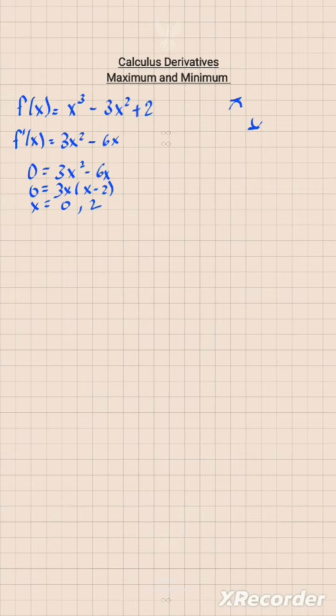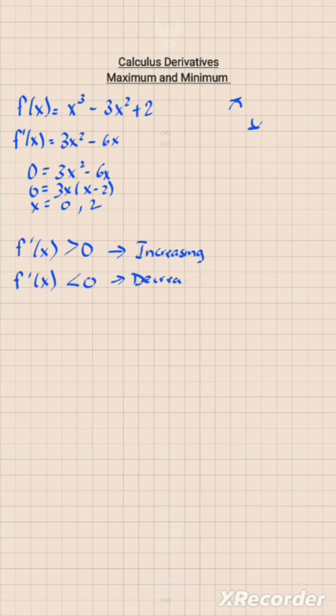Now, as you know, derivatives are about slope. So if we have f prime of x bigger than 0, it means that the slope is positive, so we are increasing. If we have a negative slope, meaning less than 0, we are decreasing.